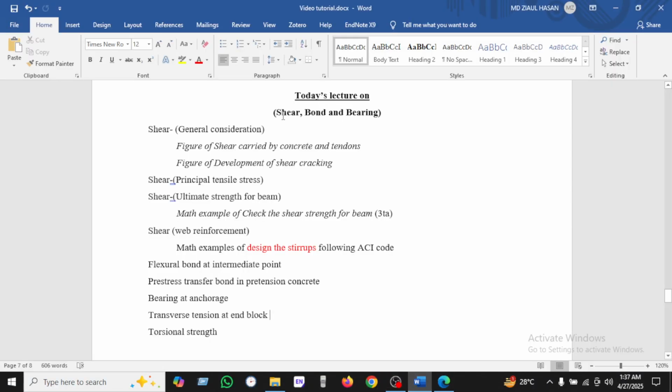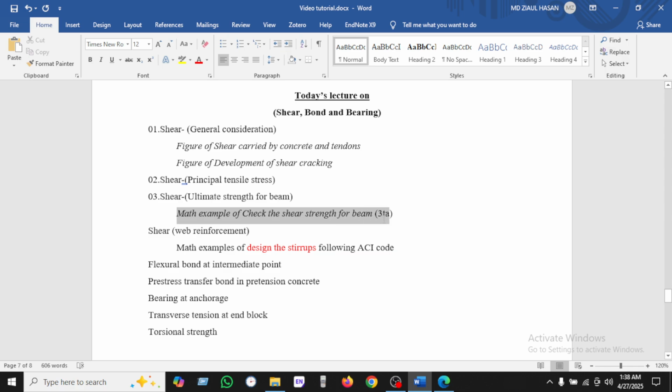Hello everyone, today I am going to deliver another lecture on shear, bond and bearing. The lecture contains, at first, shear with general considerations, and I will show the figure of shear carried by concrete and tendon, and then the figure of development of cracking. Then I will discuss the shear principal stress, then the shear ultimate strength of beam, and I will show a broadly math example of shear.